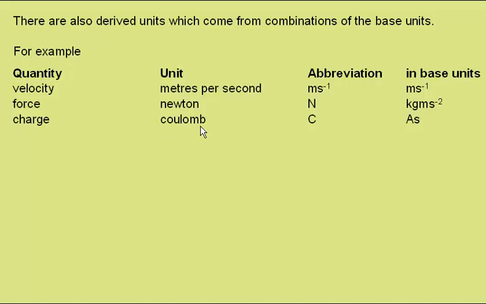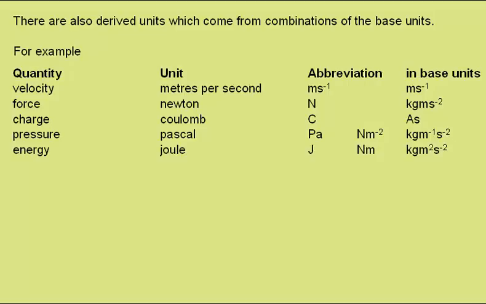Charge is measured in coulombs, abbreviation capital C, and that is equivalent to a current of 1 ampere flowing for 1 second. So a coulomb in base units would be an ampere second. Pressure is units of pascals, abbreviated to capital P lowercase a. Now a Pascal is a Newton per square meter, and Newton previously we quoted as a kilogram meter per second squared, so the Pascal comes out as a kilogram meter to the -1 seconds to the -2.